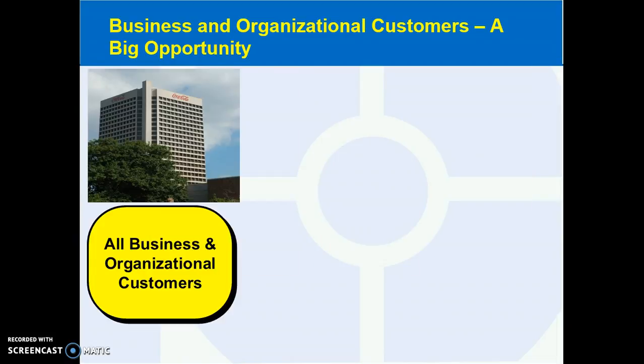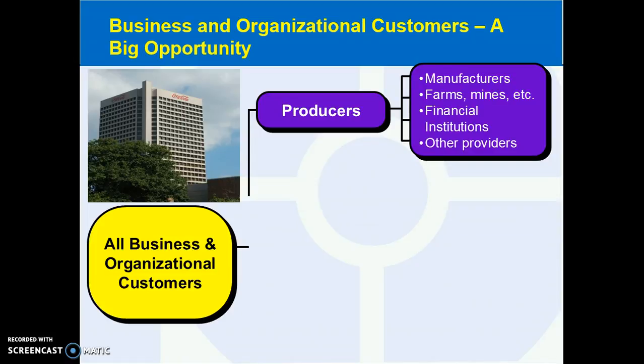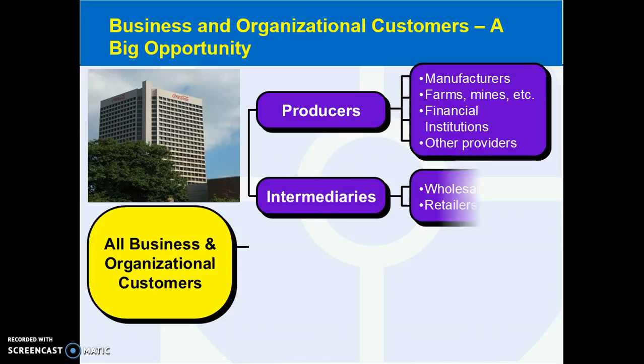So here is one thing that we need to remember, that not all business customers are the same. They fall into four broad categories. This is something we really need to remember. There could be producers, manufacturers. The second category is that of intermediaries, of wholesalers, retailers, agents, etc.